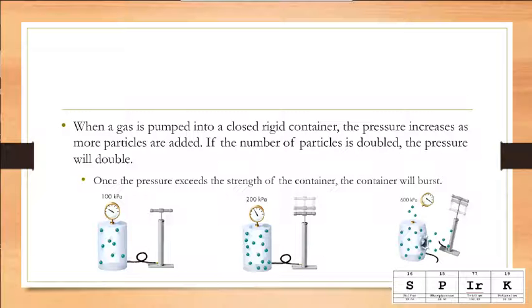When a gas is pumped into a closed, rigid container, the pressure increases as more particles are added. If the number of particles is doubled, the pressure will be doubled. Once the pressure exceeds the strength of the container, it's going to end up bursting. So we can see from left to right, we are adding more particles, which means we're increasing the pressure, and then eventually the container can't hold the pressure anymore and it bursts open.